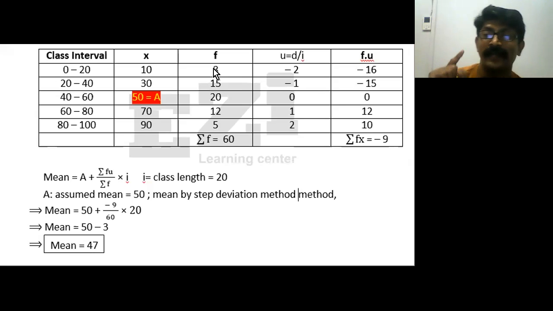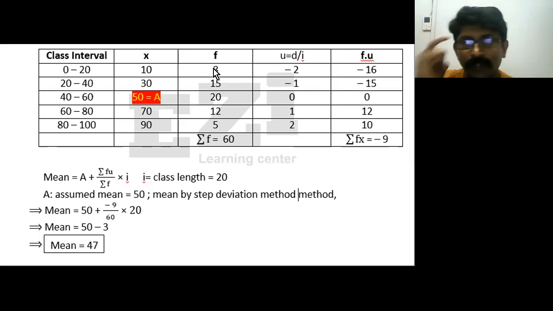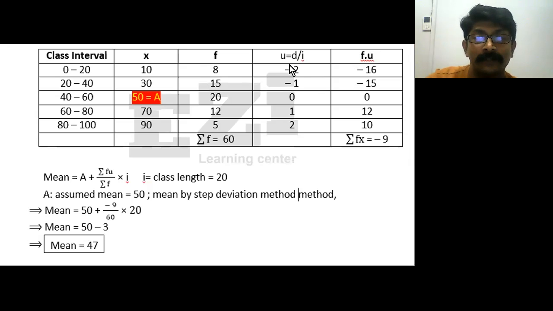Now, if it's a direct method, then fx. If it's a shortcut method, then d and fd, and if it is a step deviation method, then u and fu. So you'll have to remember the names of this table. And if you remember this, then only you'll be able to do these sums perfectly, and you'll get 4 marks in your board examination.